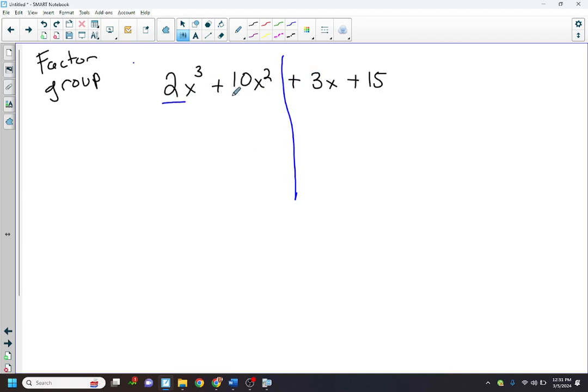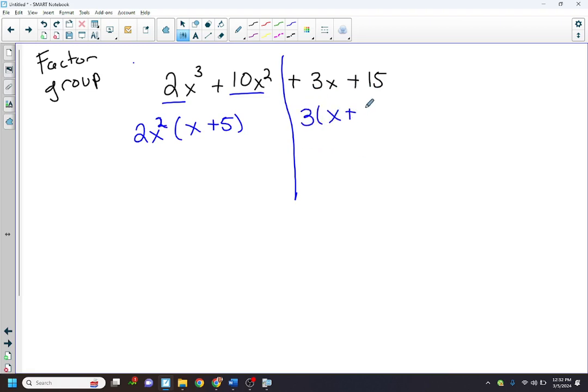In this case, I first look at this, see what's in common. In this case, it's a 2x squared. I could take what's left over, which is x plus 5. Over here, I look at what's in common. In this case, it is a 3.